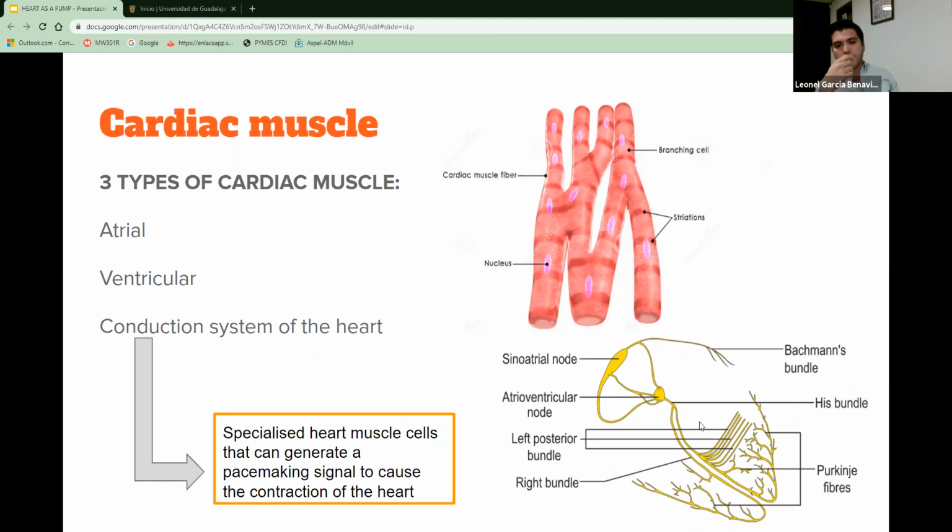This conduction system allows the heart to have a rhythmicity and to trigger action potentials unlike any other organ in the body. Without intervention, it can by itself trigger different action potentials and have a rhythmicity that other tissues don't have. Okay, these specialized heart muscle cells can generate a pacemaking signal and cause the contraction of the heart.